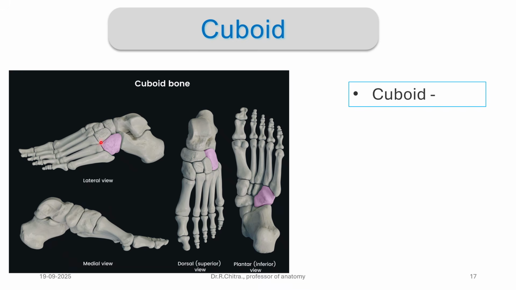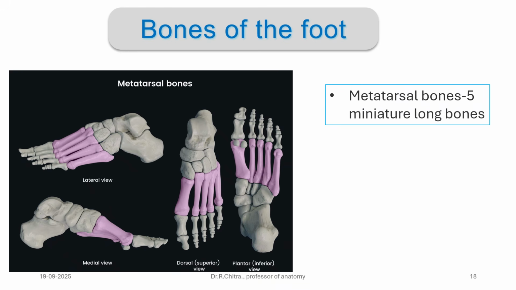Now the last tarsal bone, cuboid. In Greek it is derived from the meaning of cubicle or six. It is exactly in the shape of a cubicle. It has a distal surface, and the proximal surface articulates with calcaneus. This is the calcaneo-cuboid joint. Distal surface articulates with fourth and fifth metatarsals. Now we have completed the tarsal bones.